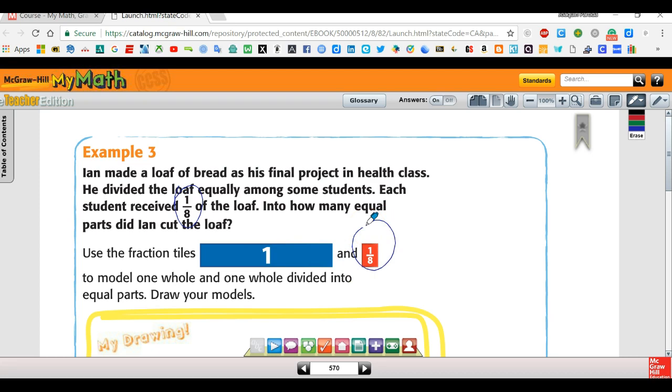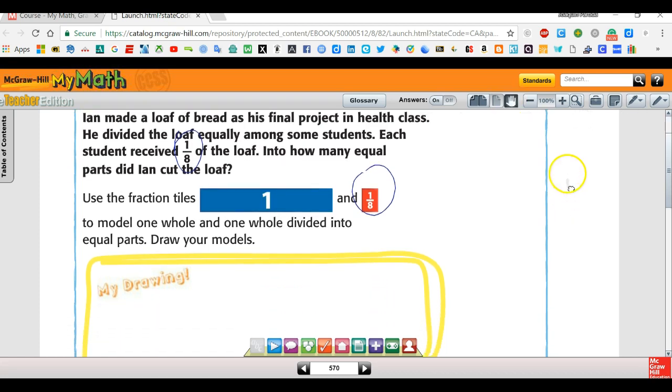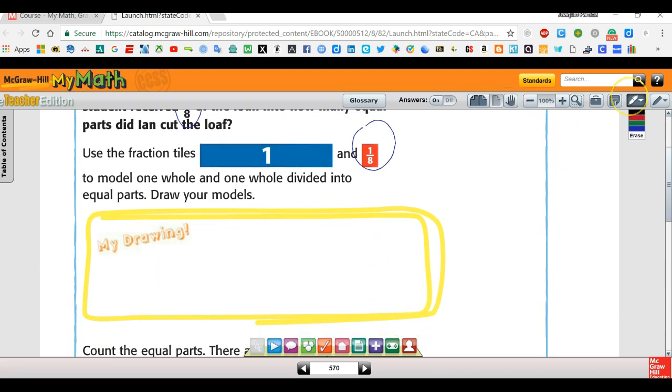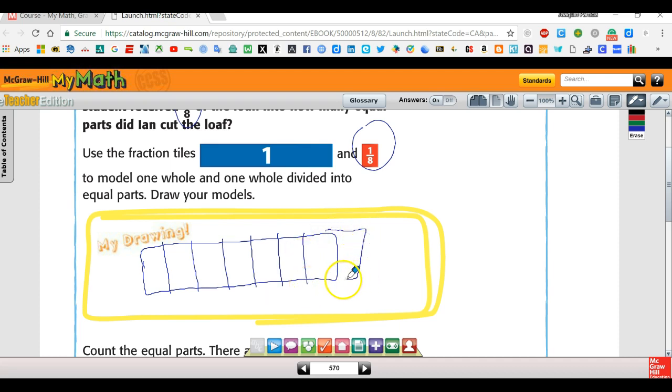Each fraction unit will be 1/8. So I need to make that. Well, let's see. And I started off with what kind of shape? A rectangle. And I divided into how many? 8 sections. 1, 2, 3, 4, 5, 6.